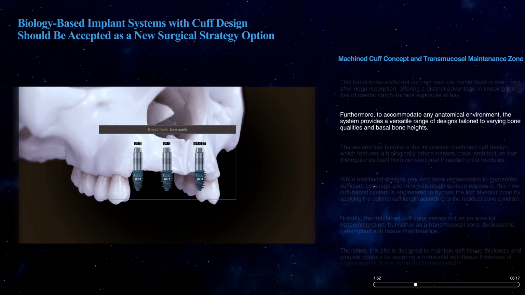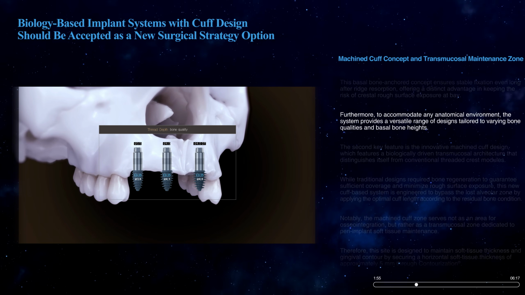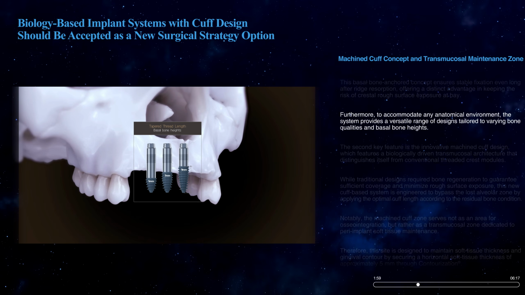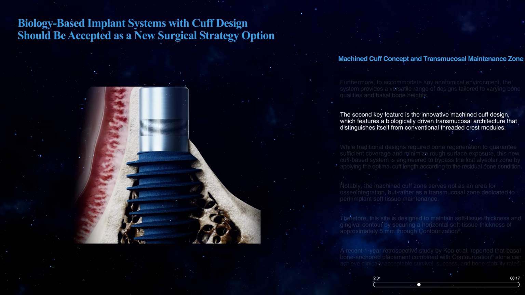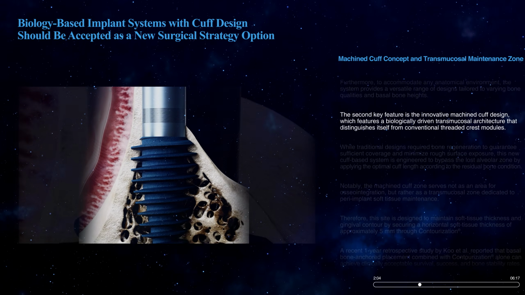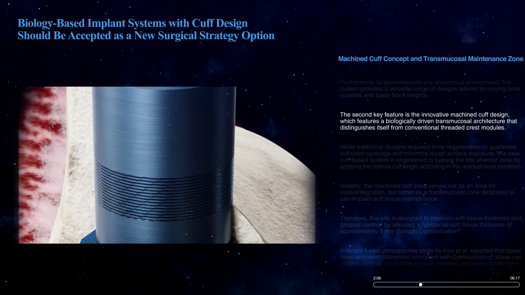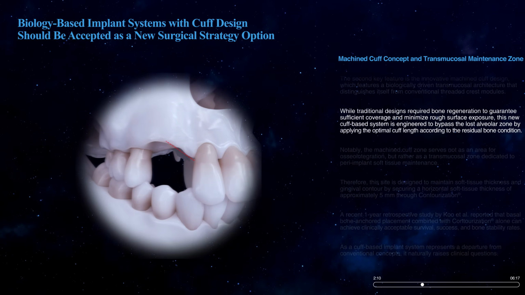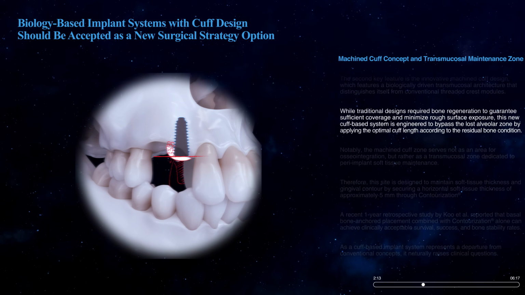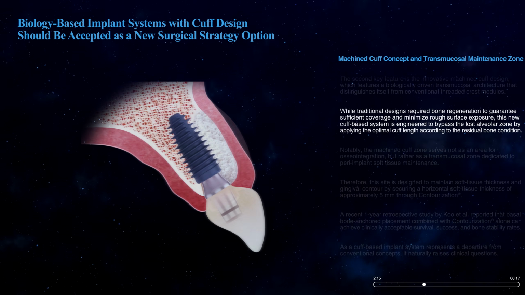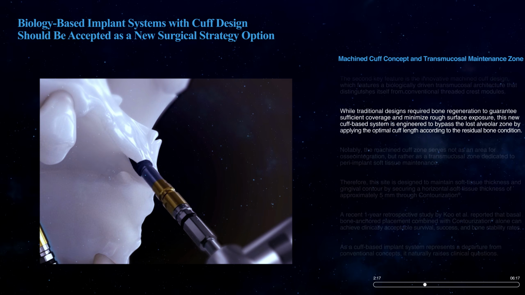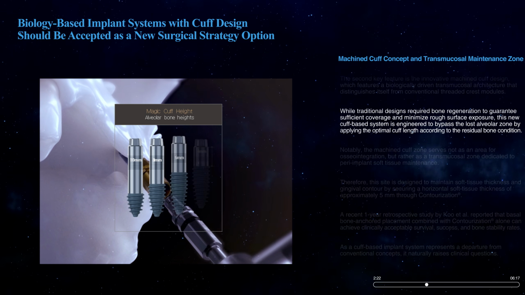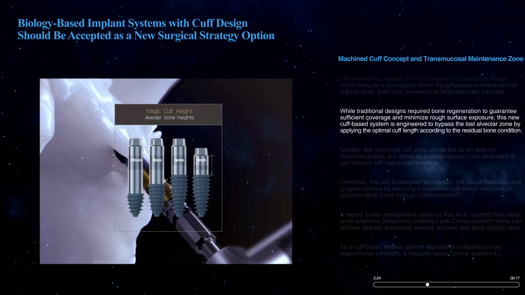Furthermore, to accommodate any anatomical environment, the system provides a versatile range of designs tailored to varying bone qualities and basal bone heights. The second key feature is the innovative machined cuff design, which features a biologically driven transmucosal architecture that distinguishes itself from conventional threaded crest modules. While traditional designs required bone regeneration to guarantee sufficient coverage and minimize rough surface exposure, this new cuff-based system is engineered to bypass the lost alveolar zone by applying the optimal cuff length according to the residual bone condition.